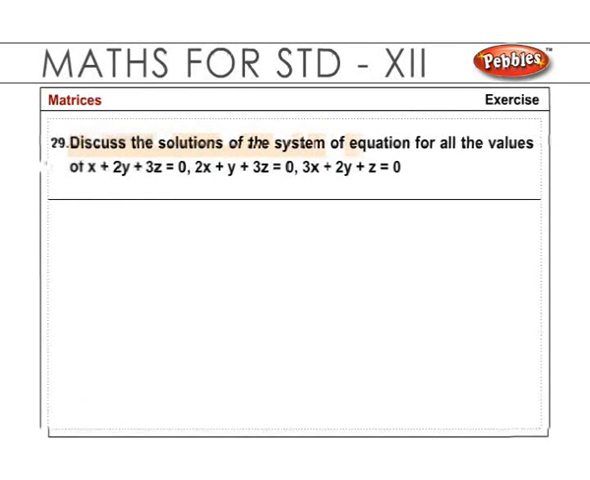Discuss the solutions of the system of equations for all the values of k: x plus 2y plus 3z is equal to 0, 2x plus y plus 3z is equal to 0, 3x plus 2y plus z is equal to 0.